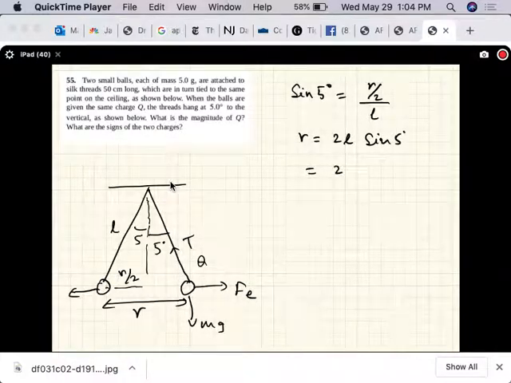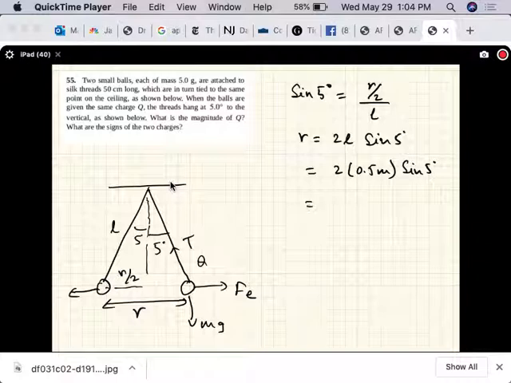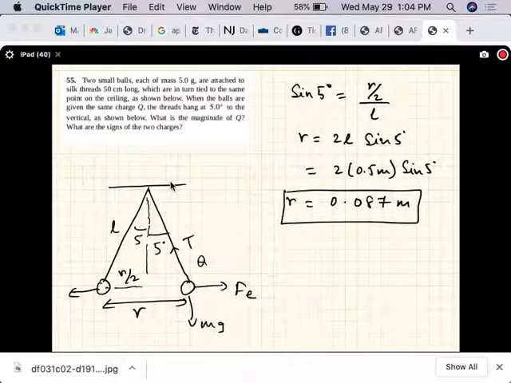Okay, so let's find that. L is 50 centimeters, 0.5 meters, times sine 5. So the distance between these two is 0.087 meters, 8.7 centimeters. So that's the distance between them.